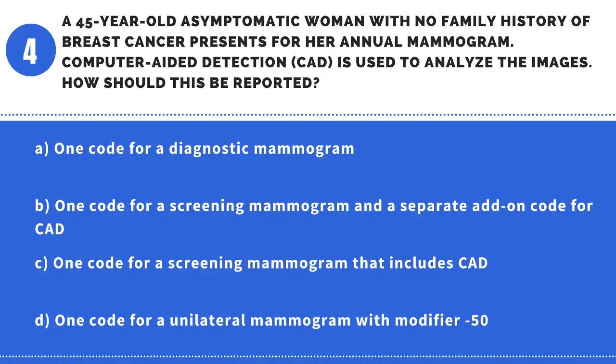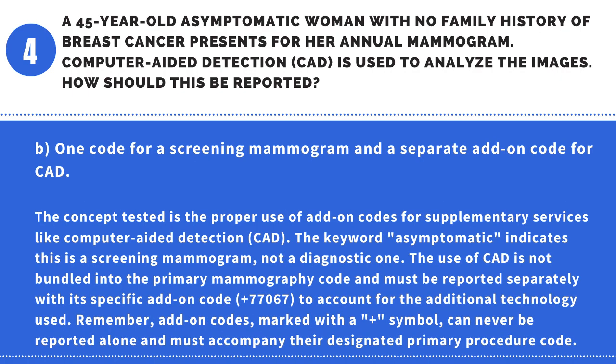A. One code for a diagnostic mammogram. B. One code for a screening mammogram and a separate add-on code for CAD. C. One code for a screening mammogram that includes CAD. D. One code for a unilateral mammogram with modifier -50. Answer: B. One code for a screening mammogram and a separate add-on code for CAD.